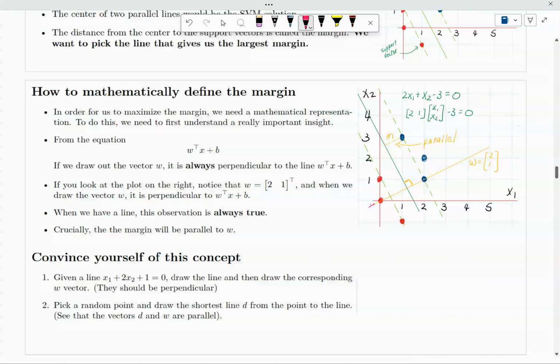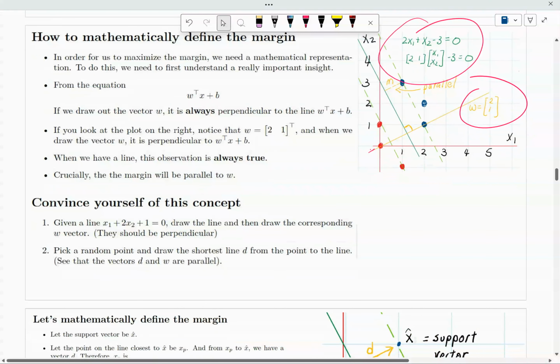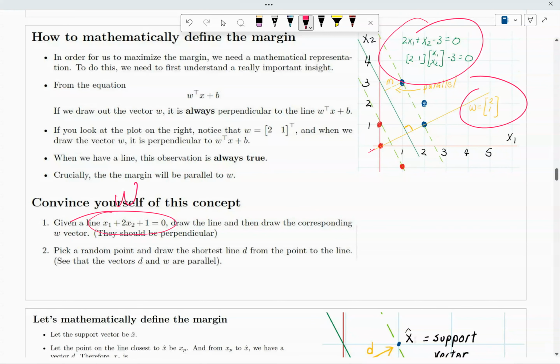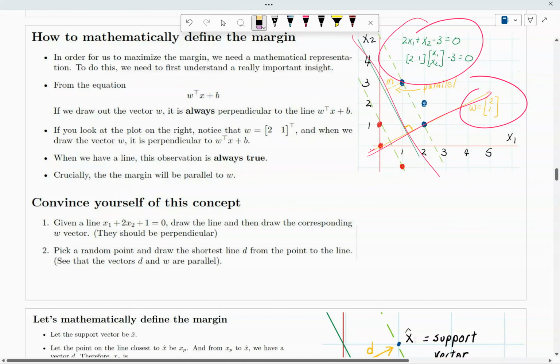If this is the case, that's something very helpful to realize. Ideally, I would like you to pause this video and draw this line, so that you can convince yourself. Then check if W is perpendicular to this line. Once you're convinced that they're perpendicular to each other, pick a random point and draw the shortest line.